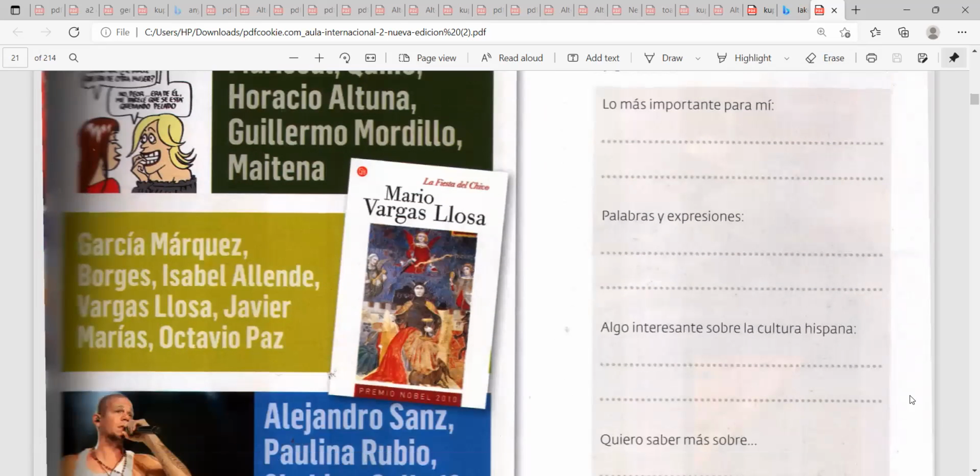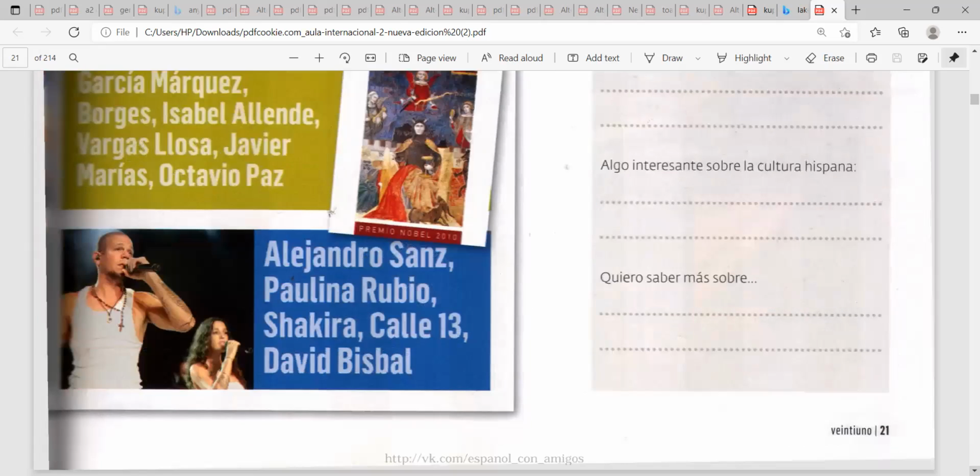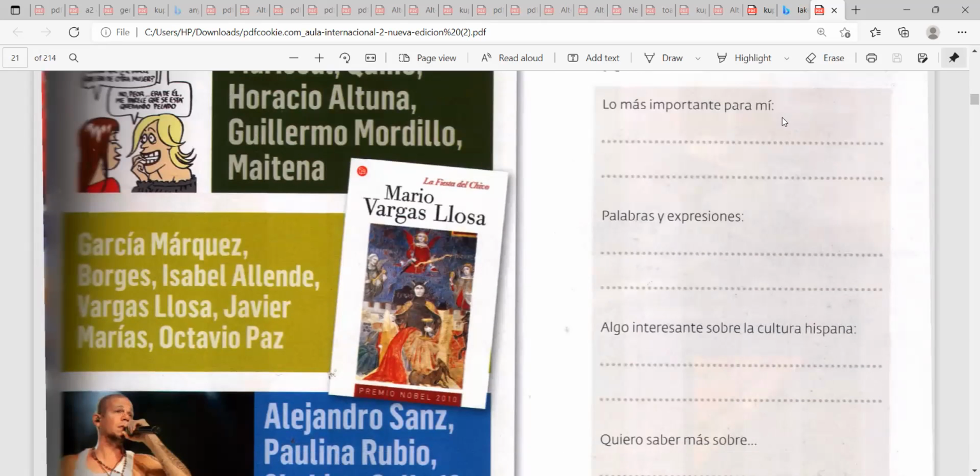Something interesting about the culture of Spain. Quiero saber más sobre. You want to know more about. Saber is the verb to know. You want to know more about. Quiero saber más sobre. So my team, these are the four questions: Lo más importante para mí, palabras y expresiones, algo interesante sobre la cultura hispana, and quiero saber más sobre.